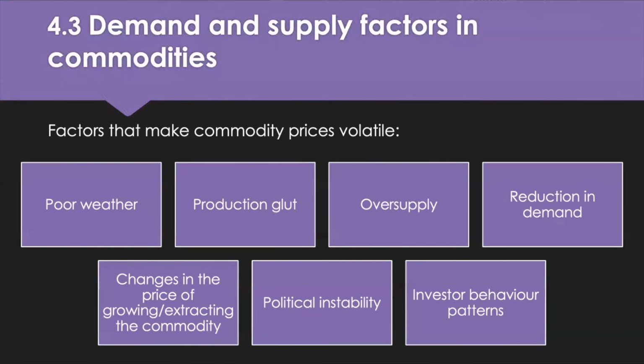So commodities are usually sold via futures contracts on regulated exchanges rather than on spot markets. The futures prices of a commodity can be higher or lower than the spot price. And when a futures price is lower than a spot price, this is termed backwardation. When a futures price is higher than a spot price, this is known as contango.